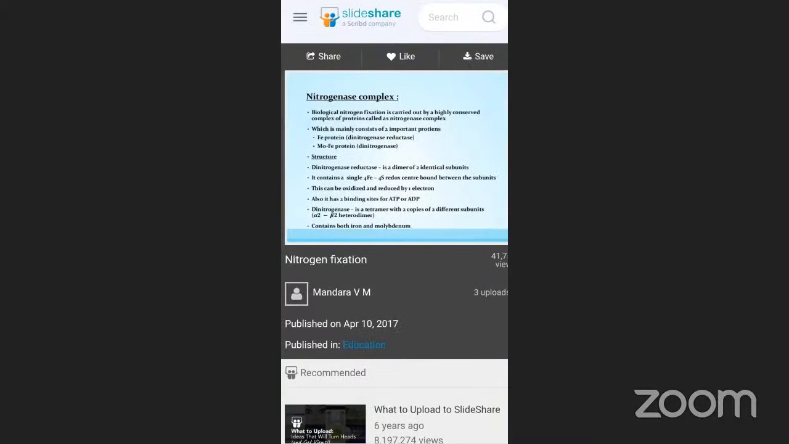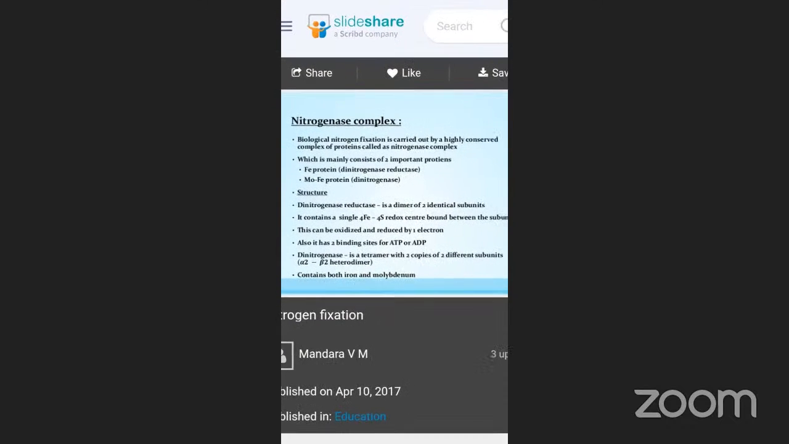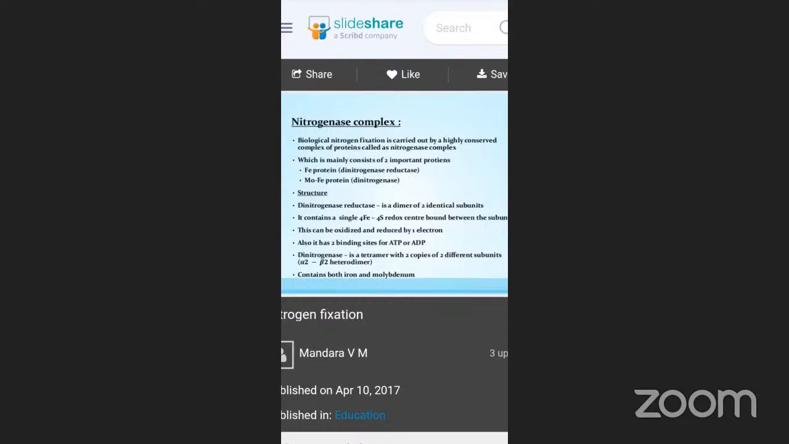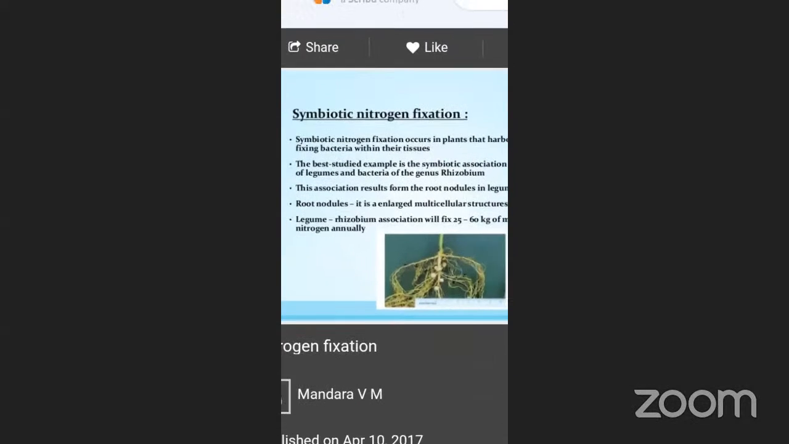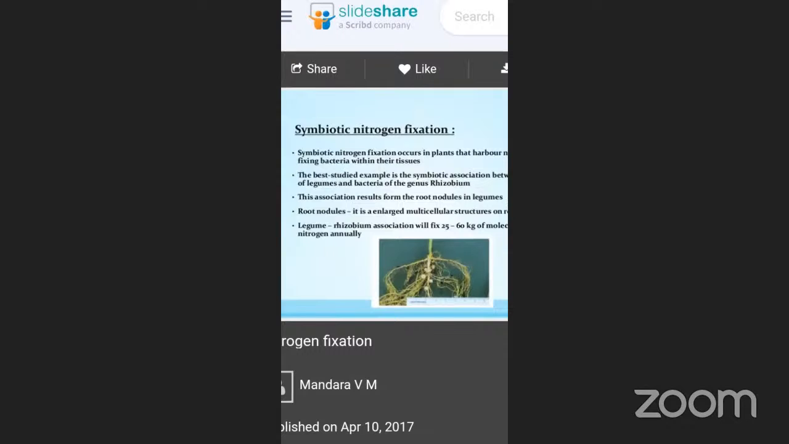So here symbiotic fixation means the nitrogenous complex; we discussed this. Is this picture clear? Yes, sir. Okay. We discussed that nitrogenase is the enzyme mainly involved in converting nitrogen into ammonia. Here nitrogen fixation has different methods: chemical fixation, and physiological and biochemical fixation. Mainly we concentrate on biological fixation, symbiotic nitrogen fixation.